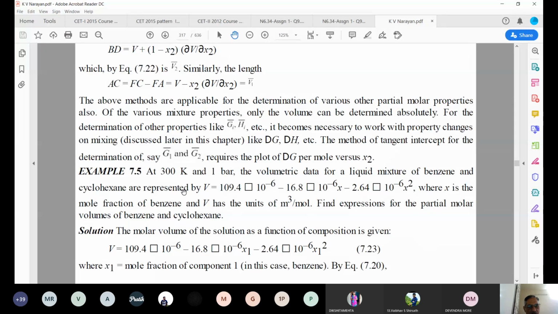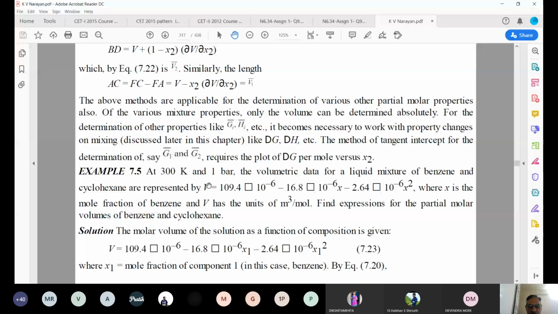Okay, so 7.5 is at 300 Kelvin, can you see this? Yes sir. The volumetric data of a liquid mixture of benzene and cyclohexane is represented by V is equal to... When you are at home, do you sit with the book or not? Because there are some mistakes in this, in the PDF that I am showing. Okay, it is 1049.4 into 10 to the power minus 6, minus 16.8 10 to the power minus 6 x, minus 2.64 10 to the power minus 6 x square.